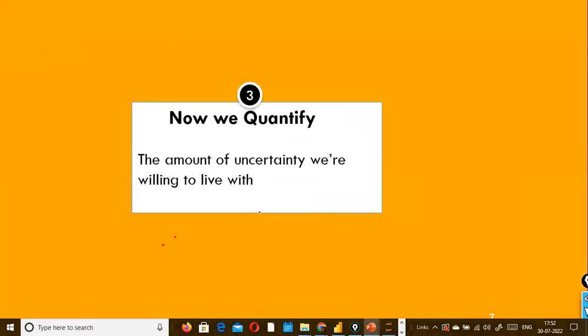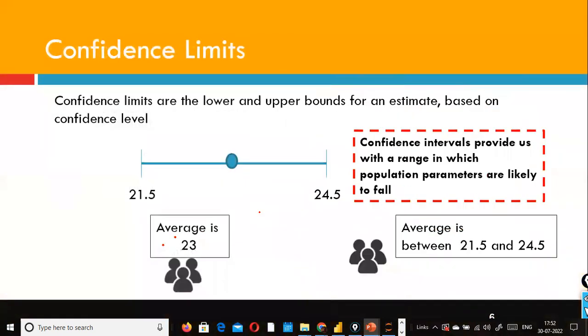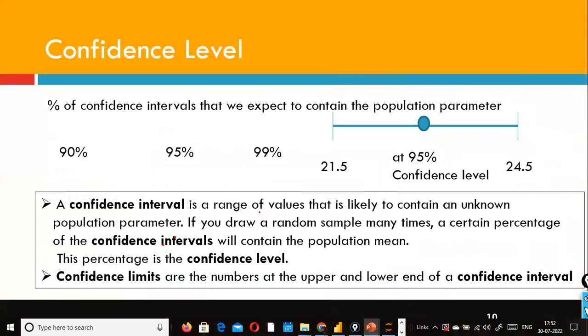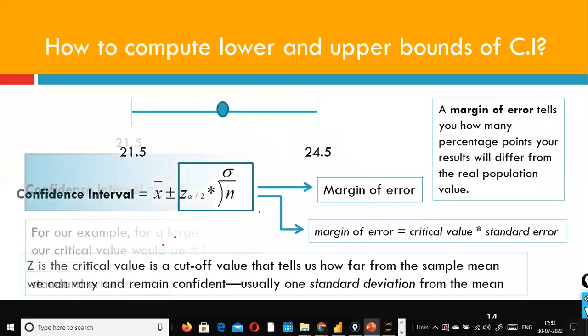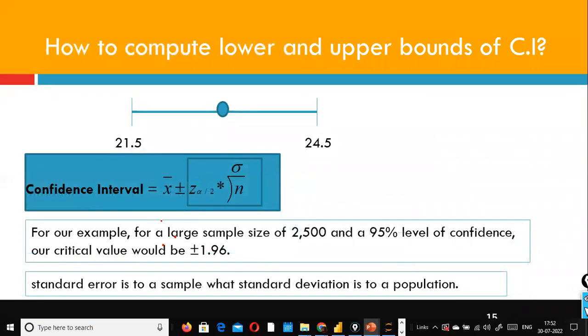Now it is time to help you understand what formula we use to compute the confidence interval, the lower bound and upper bound values. Look here, this is the formula that we use to find the confidence interval. This is my X bar, the sample mean. Let's say my sample mean here. Did I put any value here?